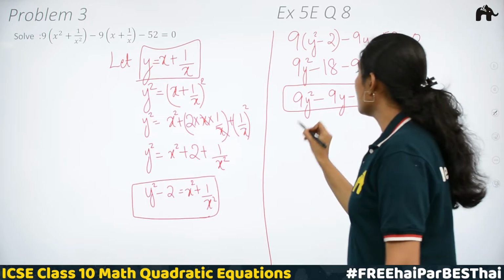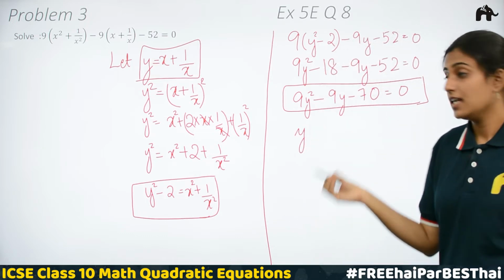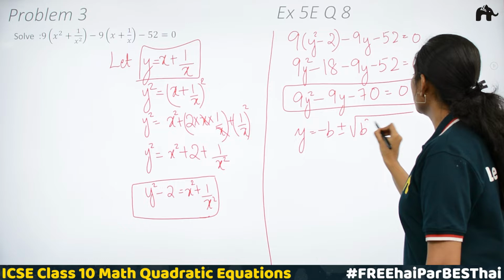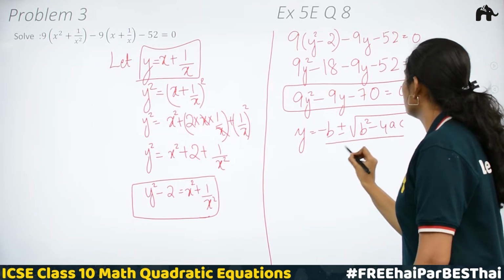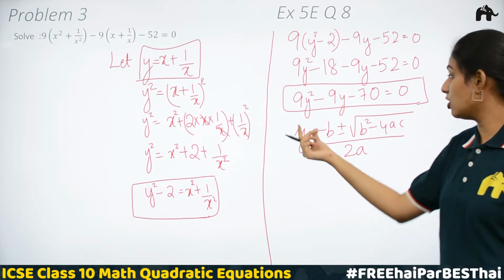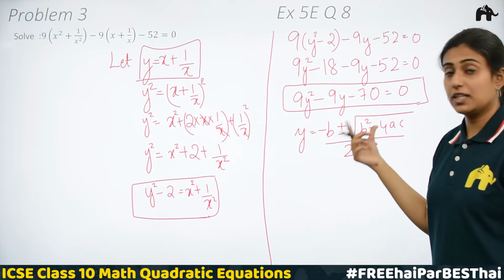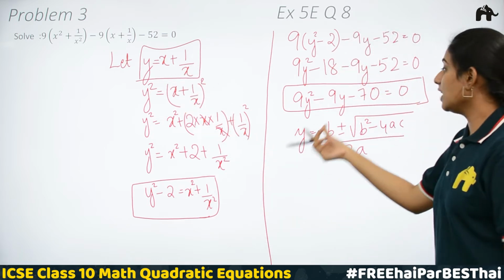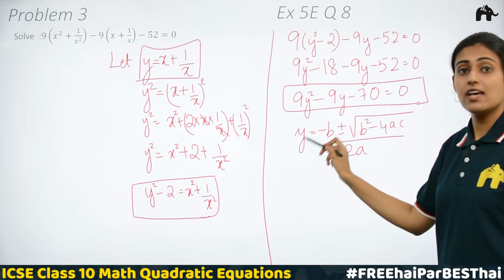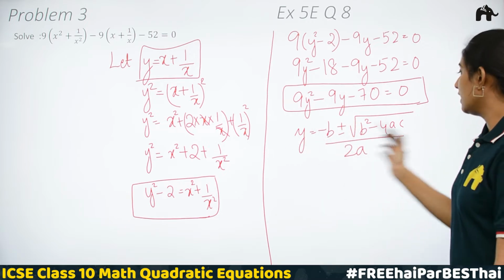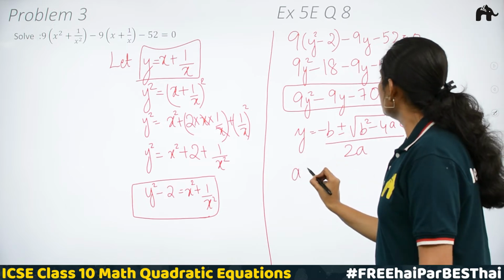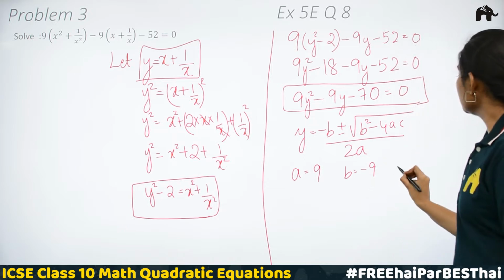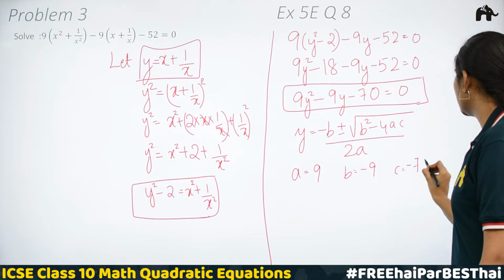What is our formula? Here we are to find y. Therefore, y is equal to minus b plus or minus root of b square minus 4ac divided by 2a. You have to check the variable. You cannot substitute like x is equal to, because here we have taken the substitution y is equal to x plus 1 by x. To find the value of y, we are using this formula. Therefore, you have to give in the LHS y is equal to. Substitute the values. Here a is equal to 9, b is equal to minus 9 and c is equal to minus 70.